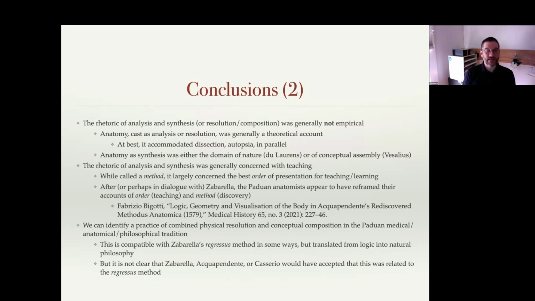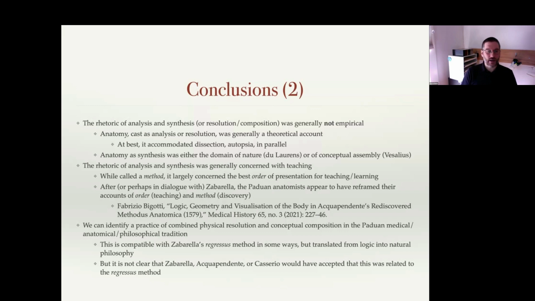Now, the rhetoric of analysis and synthesis was generally concerned with teaching. So it was called the method. It largely concerned the order of presentation for teaching and learning. And then this would be really a crucial point that Zabarella made, the famous natural philosopher Jacopo Zabarella, logician and natural philosopher.